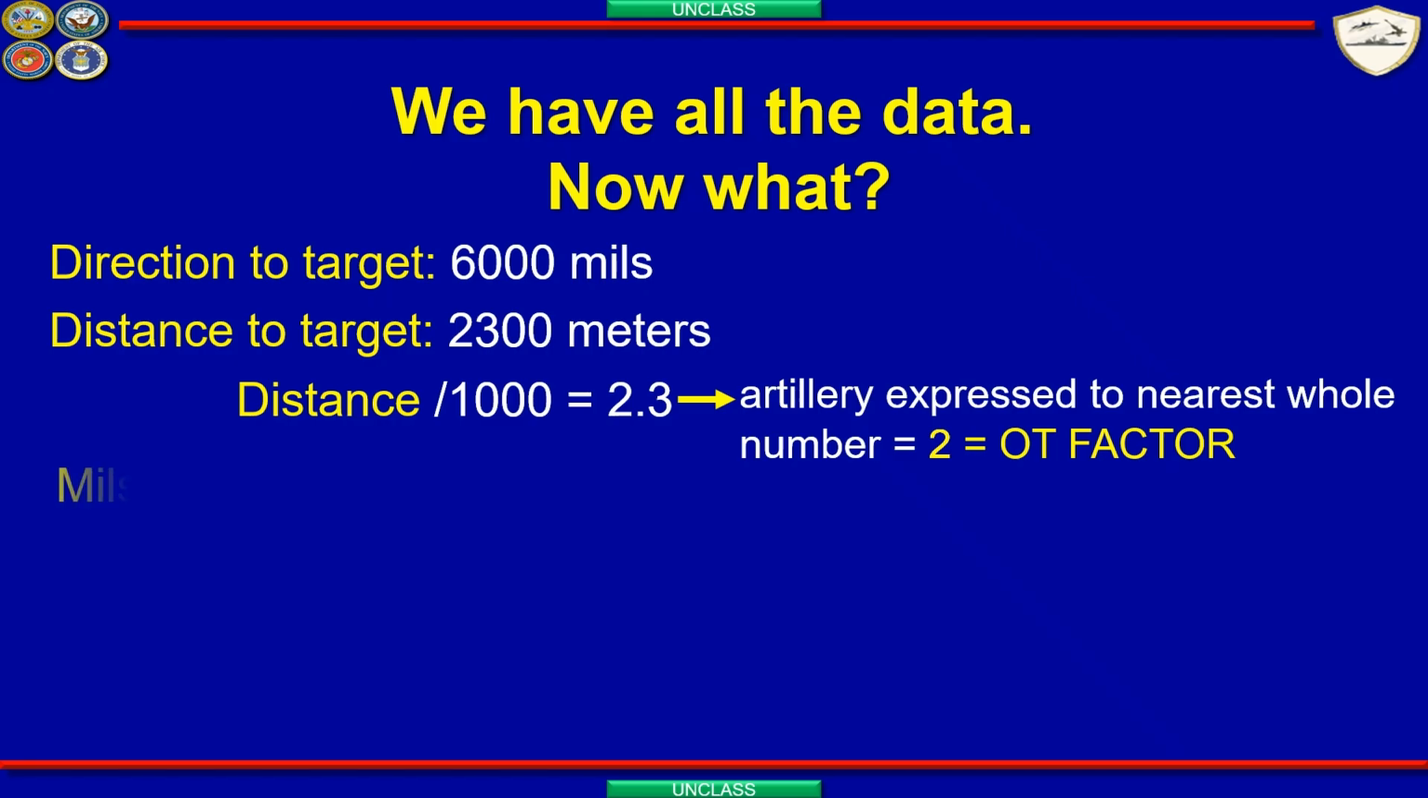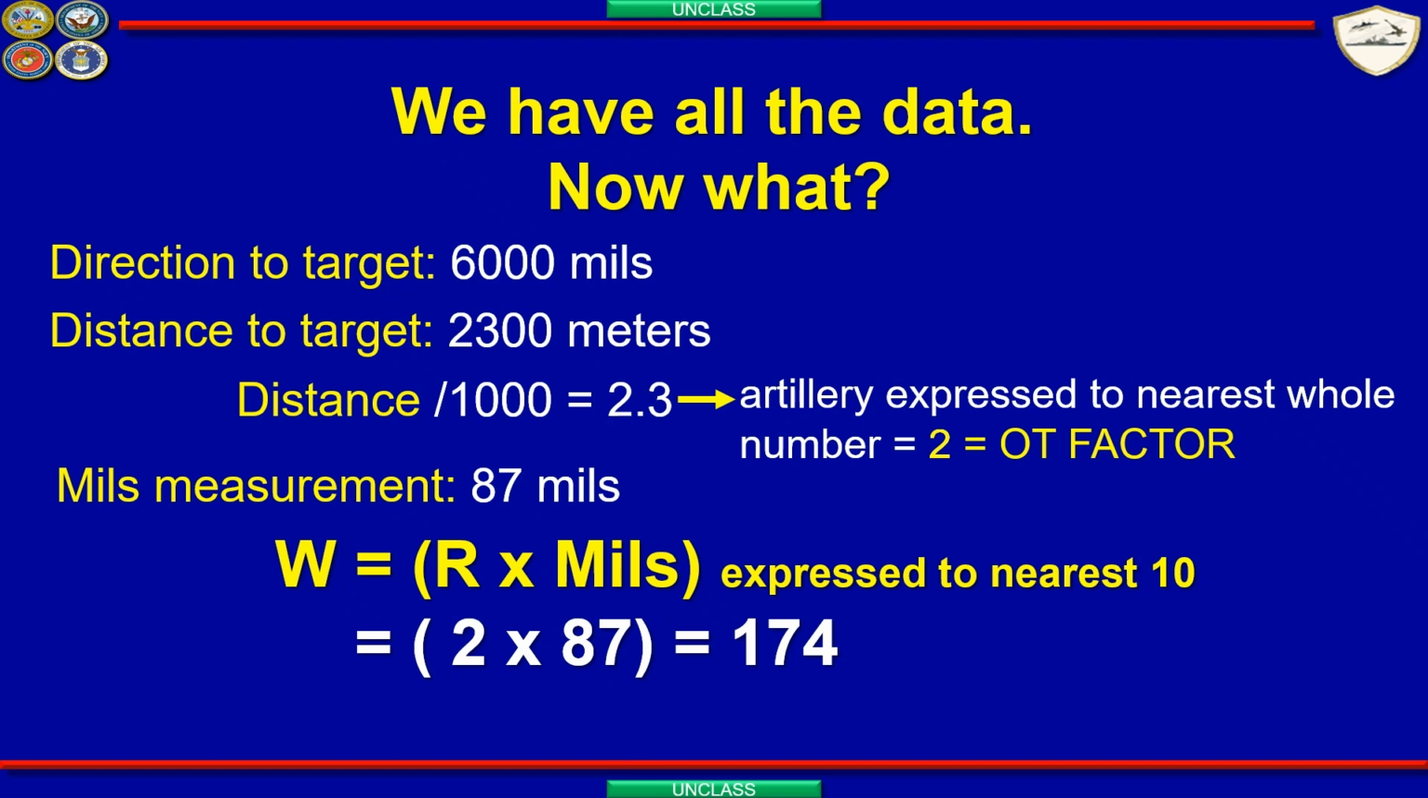Next, using our mils measurement, we will input the values to calculate W. R, our OT factor, times 87, our mils measurement, equals 174. We express this to the nearest 10, and now have calculated that W equals 170 physical meters.